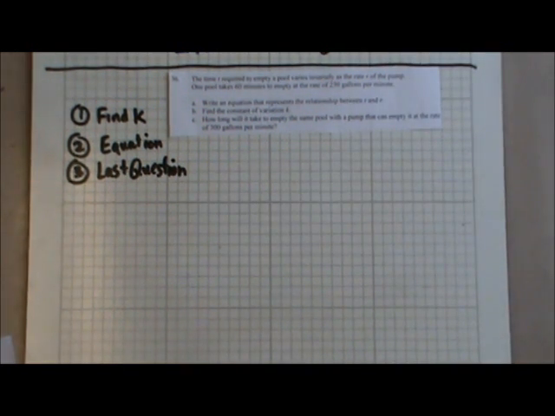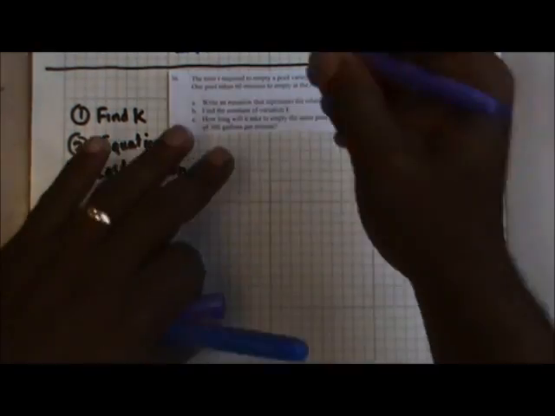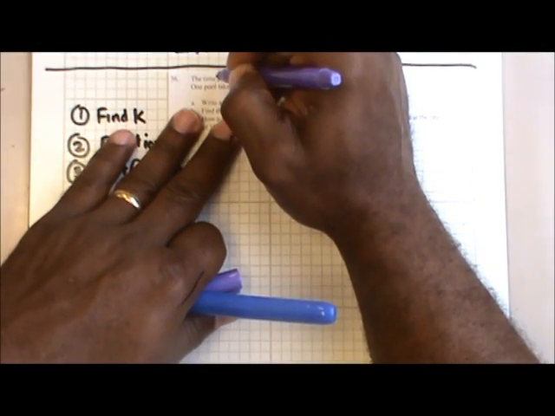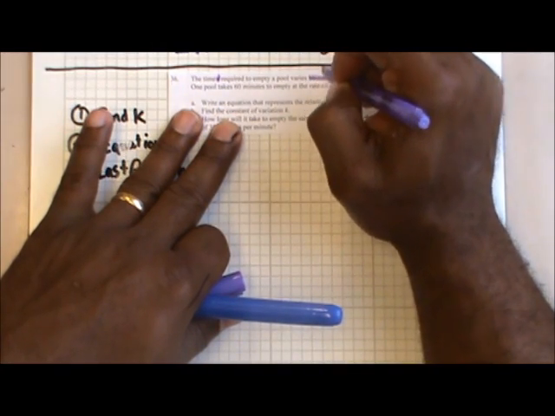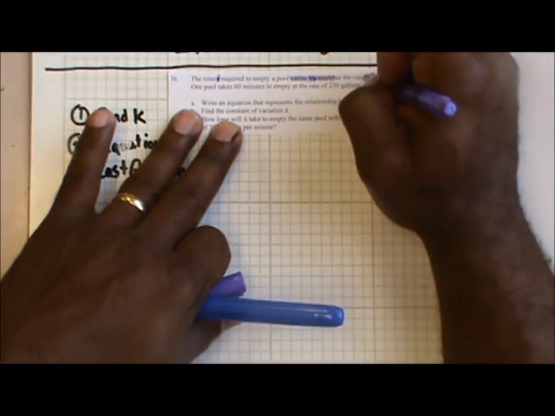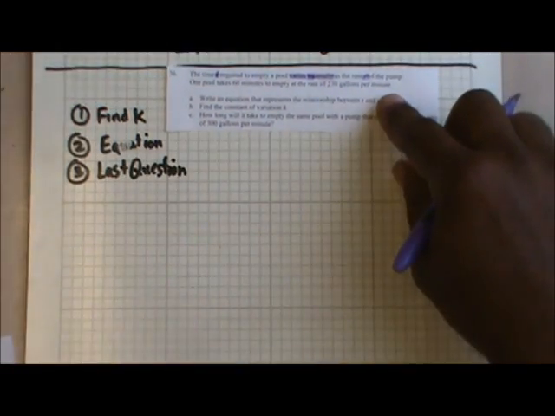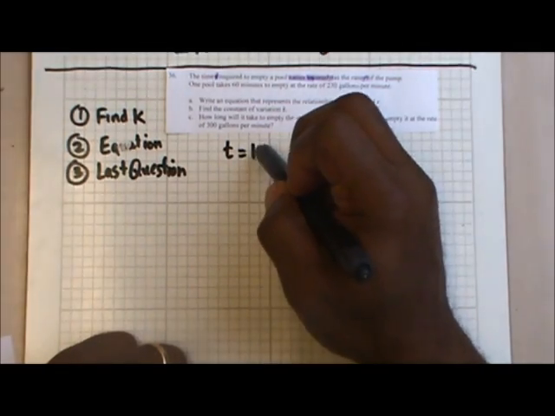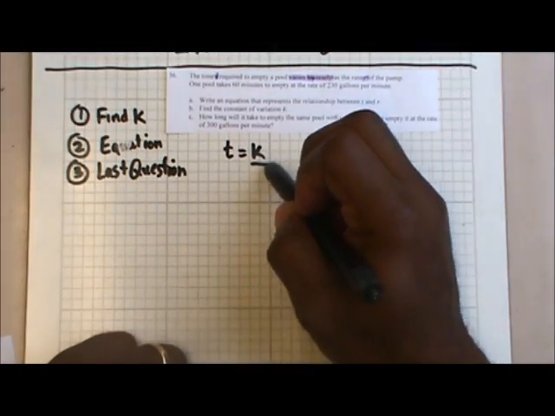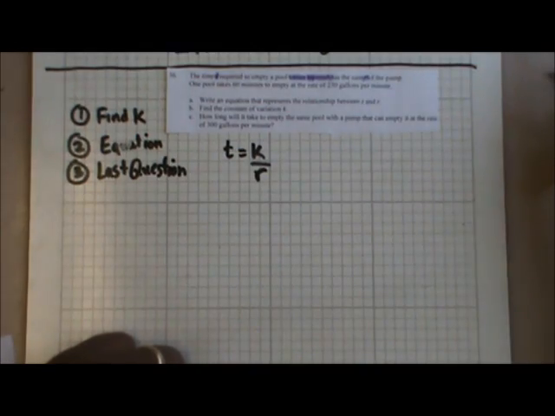Number 36, the time T required to empty a pool varies inversely as the rate R of the pump. So a lot of words here, and so we want to take what's important out. So we have T varies inversely as R. That's what we want from the problem. If we take that out, we get T is equal to K, that's the T varies part, inversely as R. There's our important part.